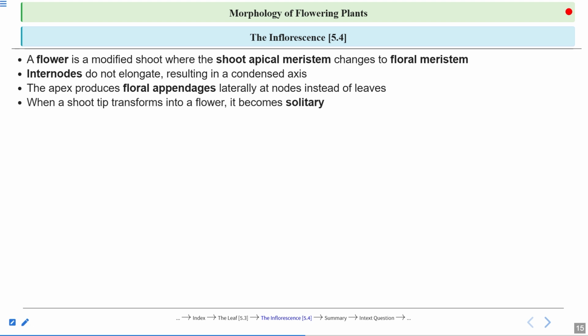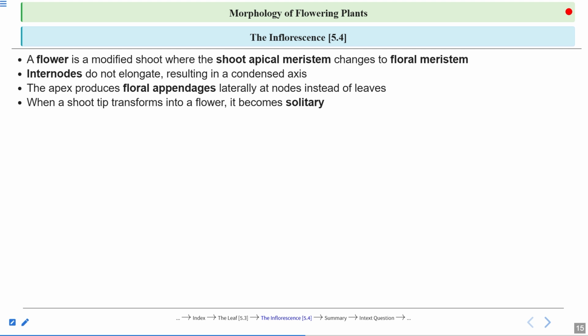Now, when a shoot tip transforms into a flower, it becomes solitary. Now, the shoot tips are transformed into the flower. Okay. Usually it becomes solitary, but this is not necessary. Solitary means alone. Sometimes a single flower can be present, and sometimes a collection of flowers can also be present.